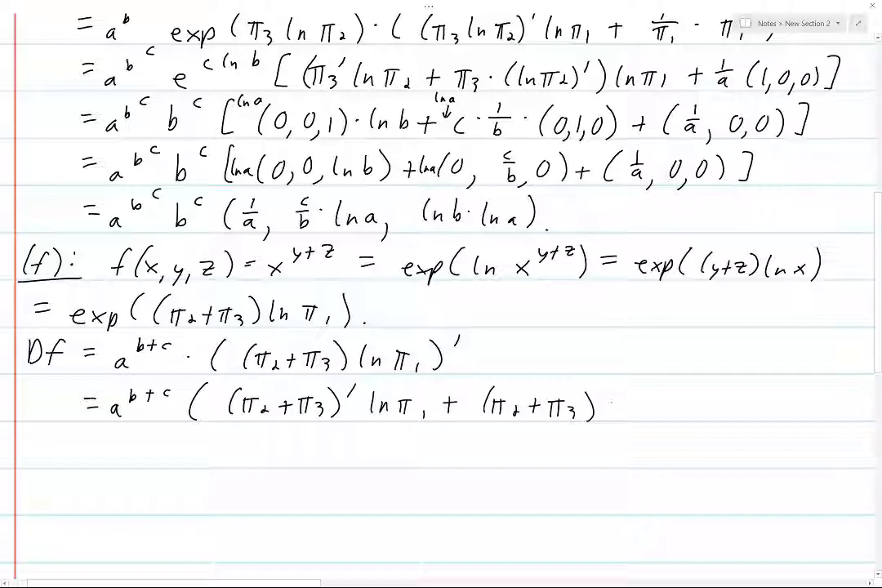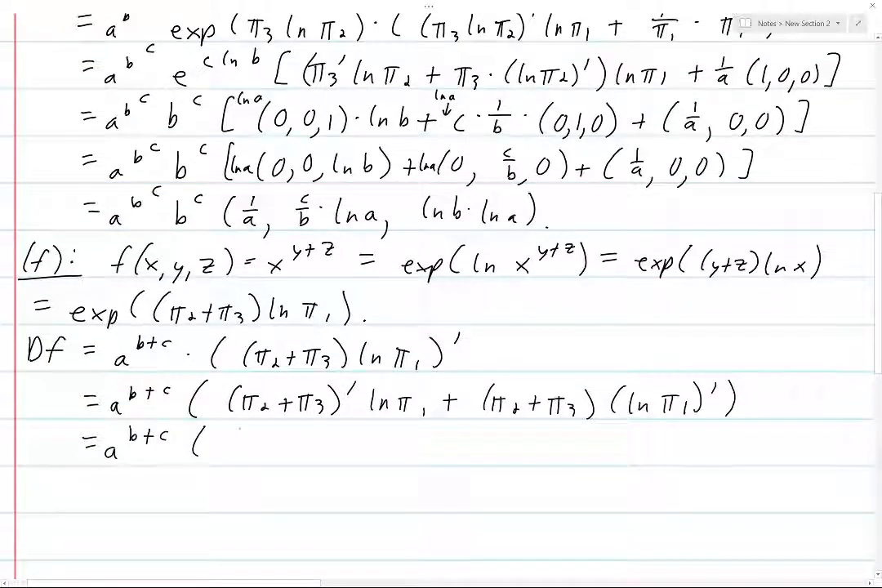And now when we take the derivative of pi 2 plus pi 3, the derivative of pi 2 is 0, 1, 0. The derivative of pi 3 is 0, 0, 1. So the derivative of pi 2 plus pi 3 is 0, 1, 1. We multiply by the natural log of a. Then we're going to add b plus c and multiply by 1 over a times the derivative of pi 1, which is 1, 0, 0.